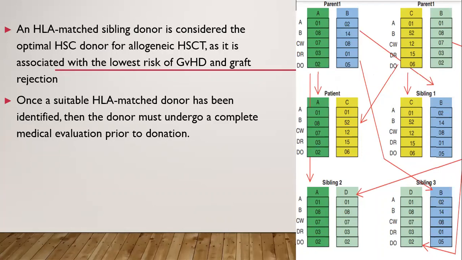An HLA matched sibling donor is considered the optimal donor in allogeneic HSCT. It is associated with the lowest risk of GVHD and graft rejection. Once a suitable HLA matched donor has been identified, the donor must go on to a complete medical evaluation prior to donating the bone marrow.